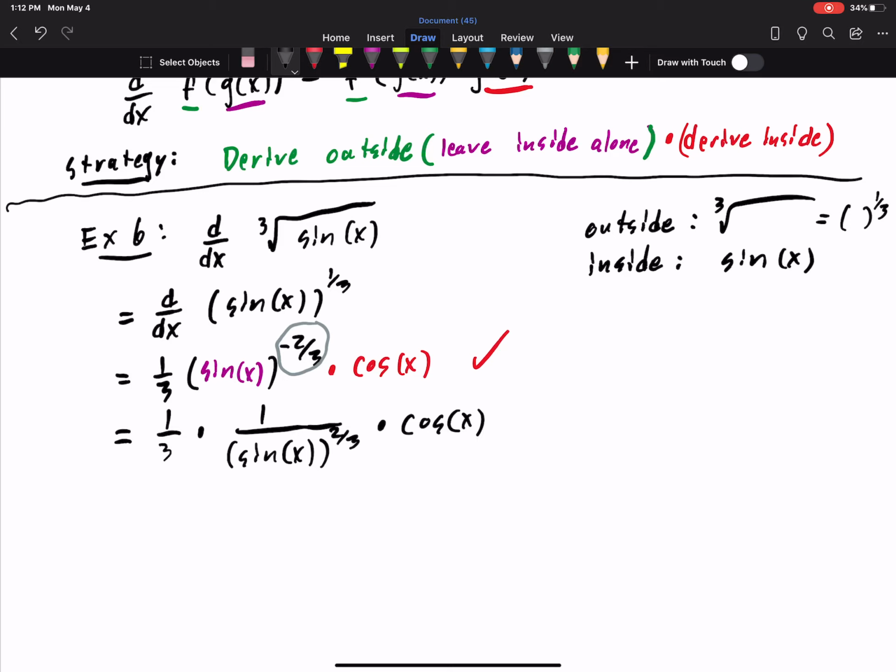Okay, multiply straight across the top so you can combine it all into one lovely little fraction. This gives you cosine of x over 3 times sine of x to the 2/3. That is as algebraically simplified as it's going to get. Okay, so with that, we are done. That was example 6.